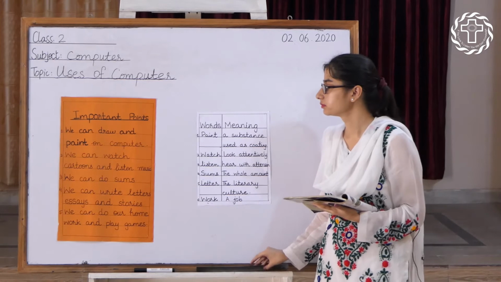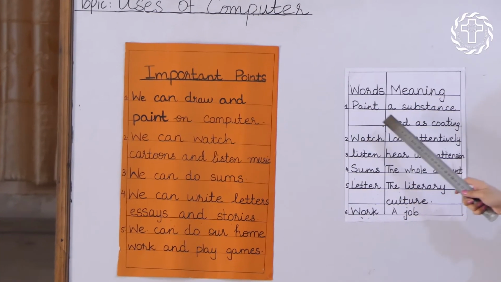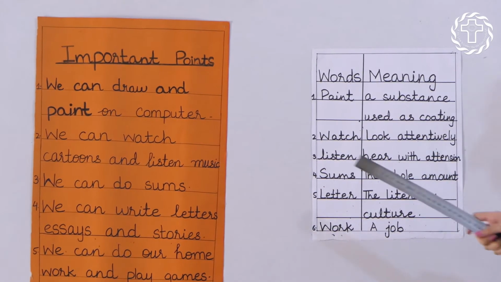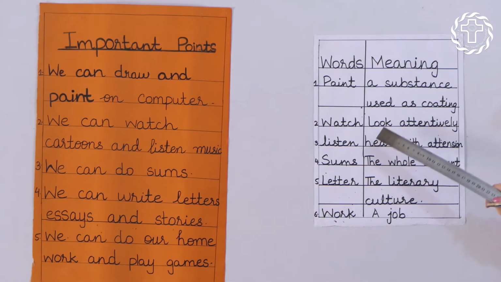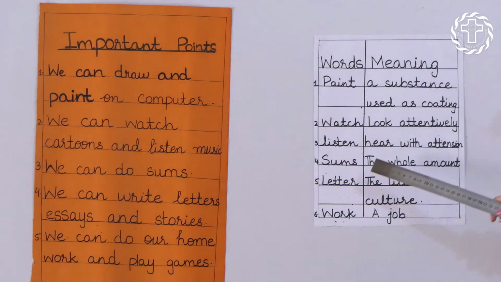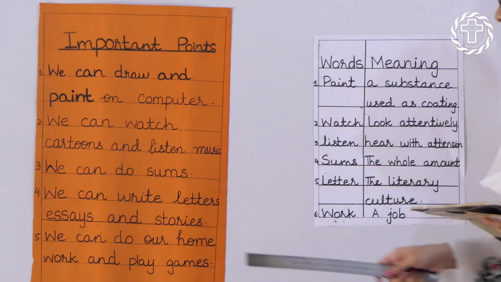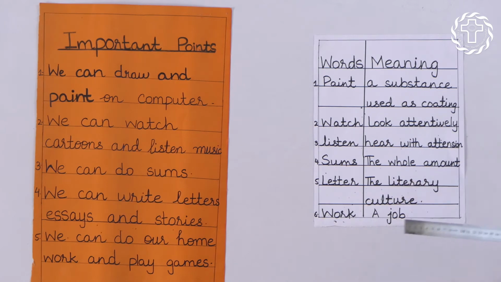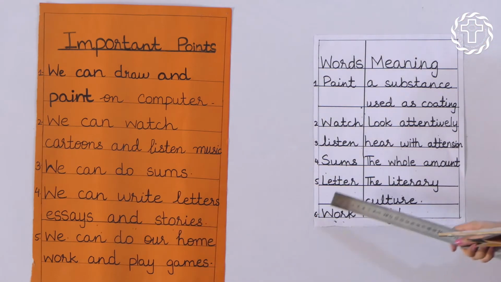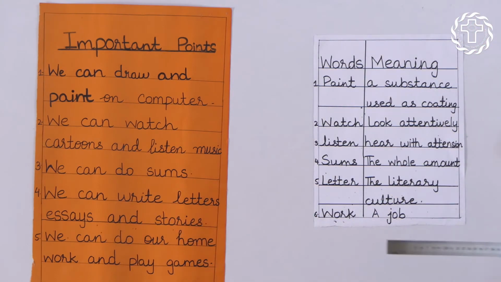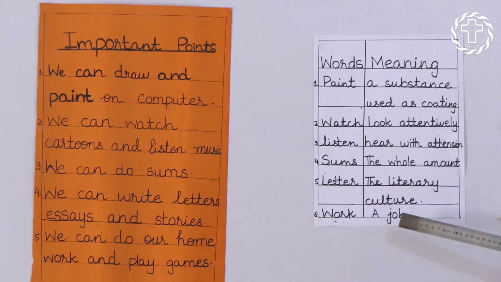Important points. We can draw and paint on computer. Paint, a substance used as coating. We can watch cartoons and listen to music. Watch, look attentively. Listen, hear with attention. We can do sums. Sums, the whole amount. We can write letters, essays and stories. Letter, the literacy culture. We can do our homework and play games. Work, a job.